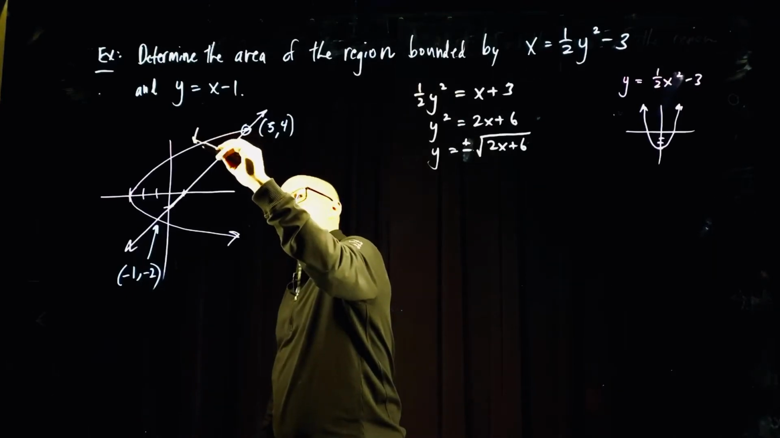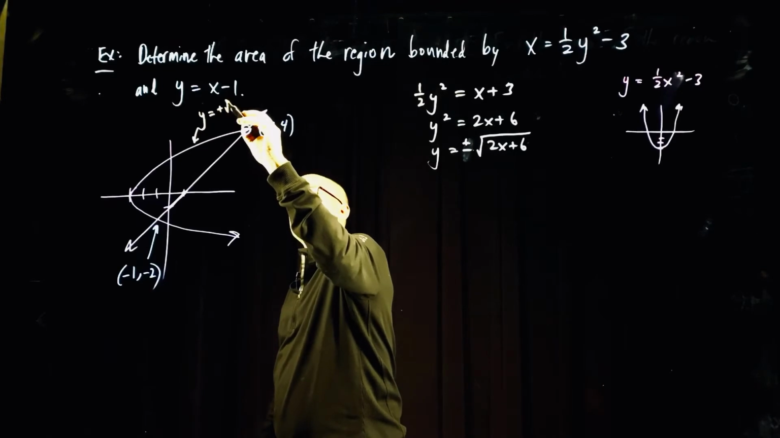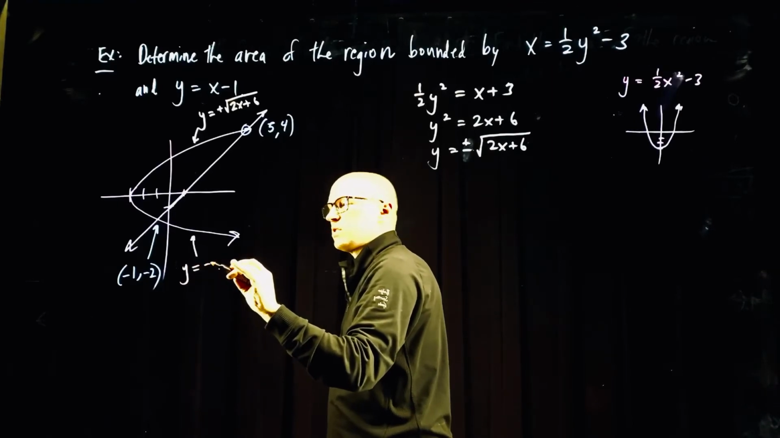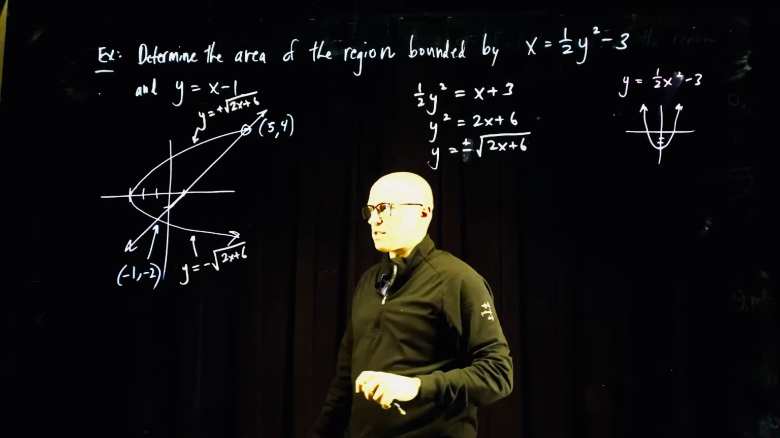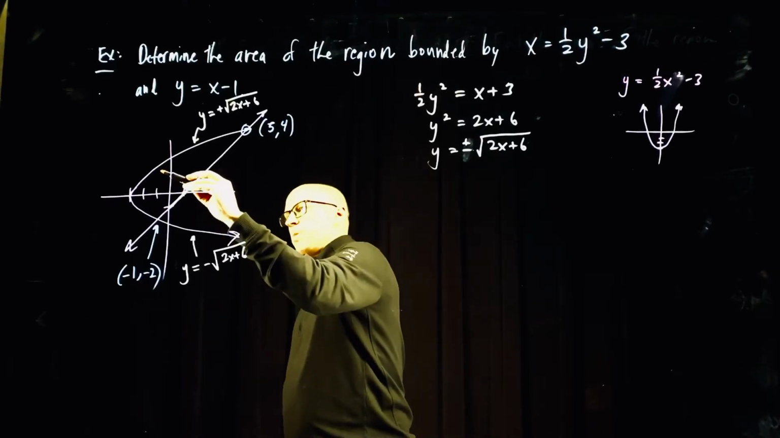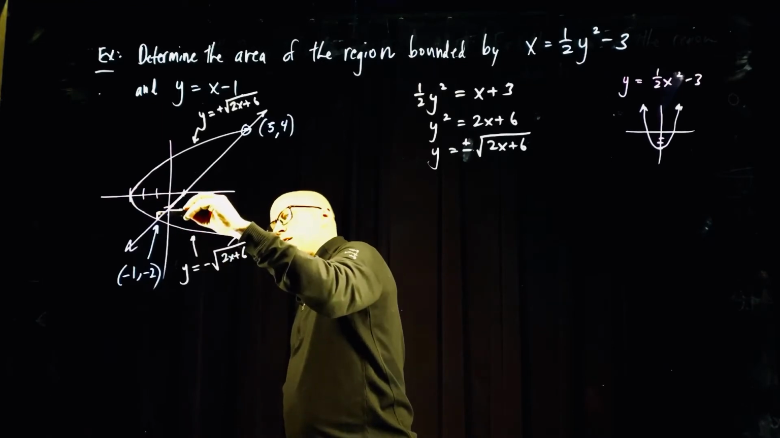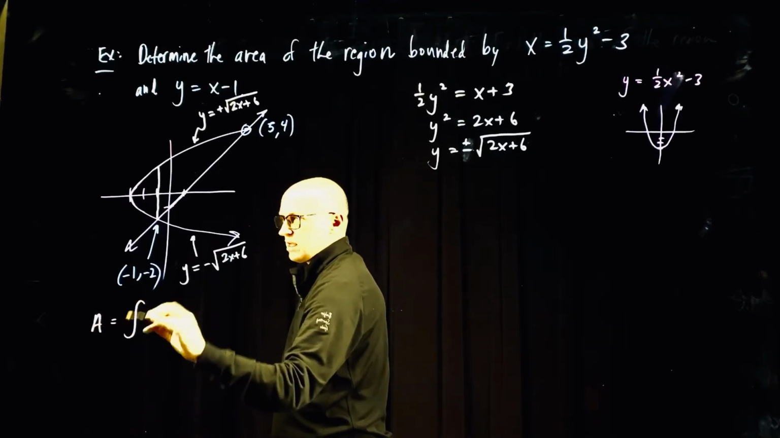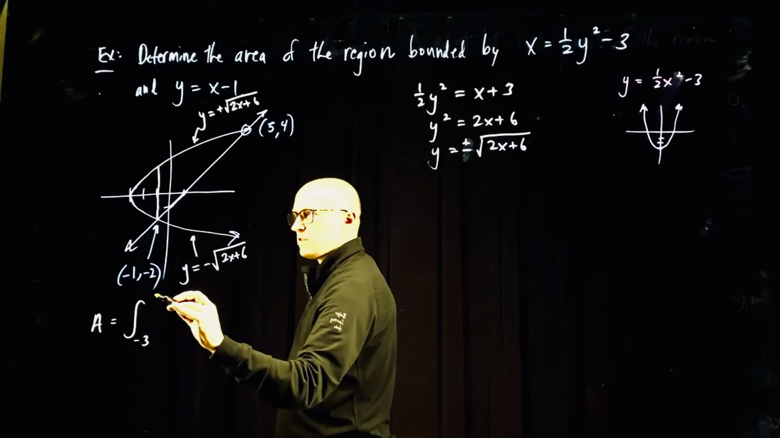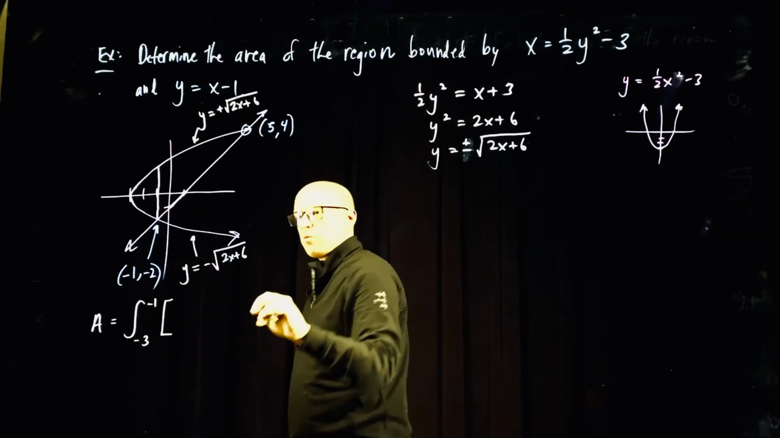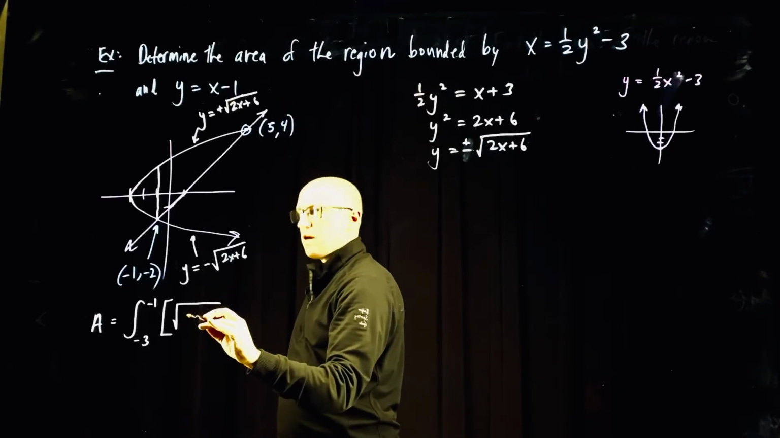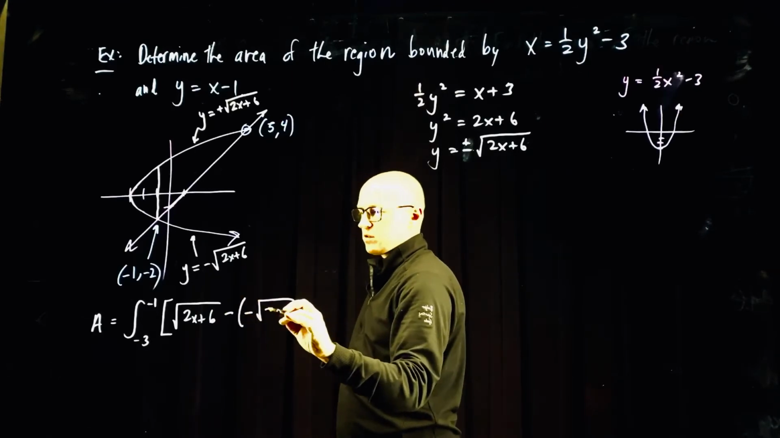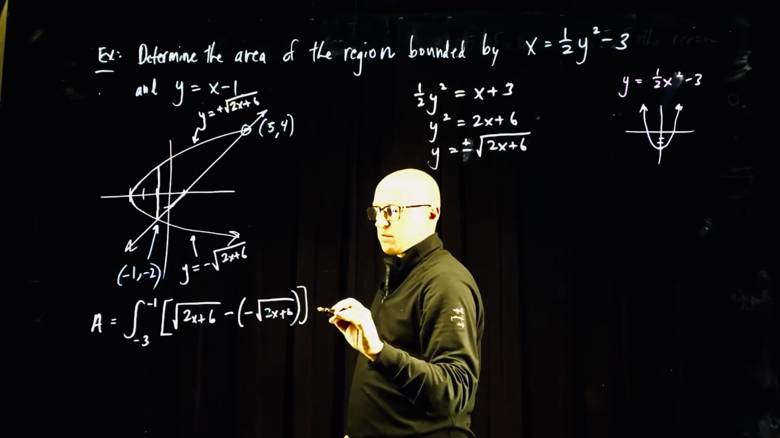Well, this top piece right here, this is y is equal to the positive square root of 2x plus 6. And this bottom one is going to be y is equal to negative square root of 2x plus 6. So as I work my way across, we'll do the top minus the bottom. That's going to be this one here minus this one until it gets to right here, which happens at x equals -1. So area is going to be the integral from -3 to -1 of, and we're going to integrate the top, square root of 2x plus 6 minus the bottom, which is going to be negative square root 2x plus 6. Put that stuff in parentheses, dx.